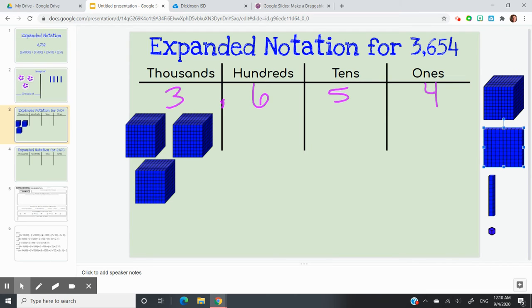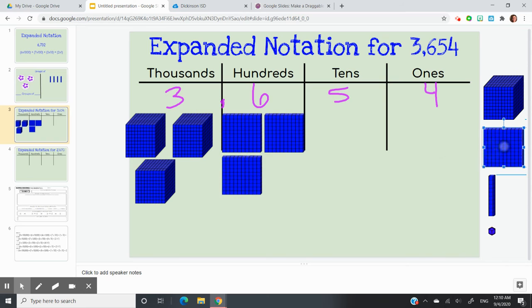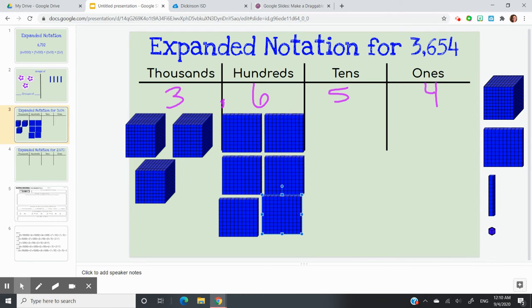Then I'm going to need 600s. So I'm going to bring over 1, 2, 3, 4, 5, 6.